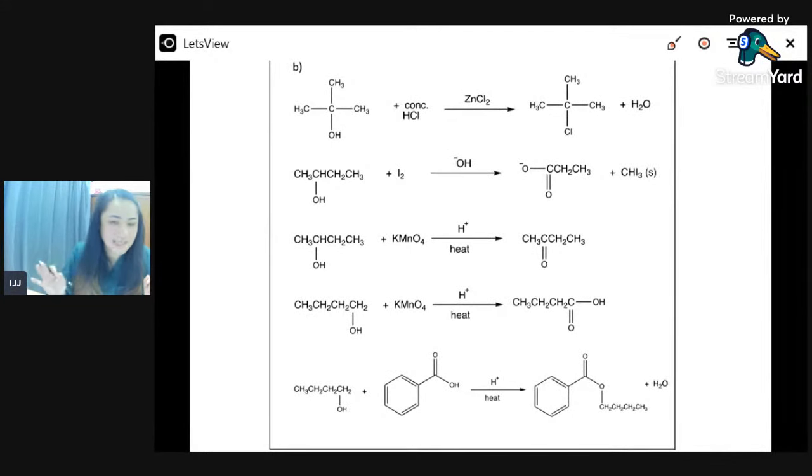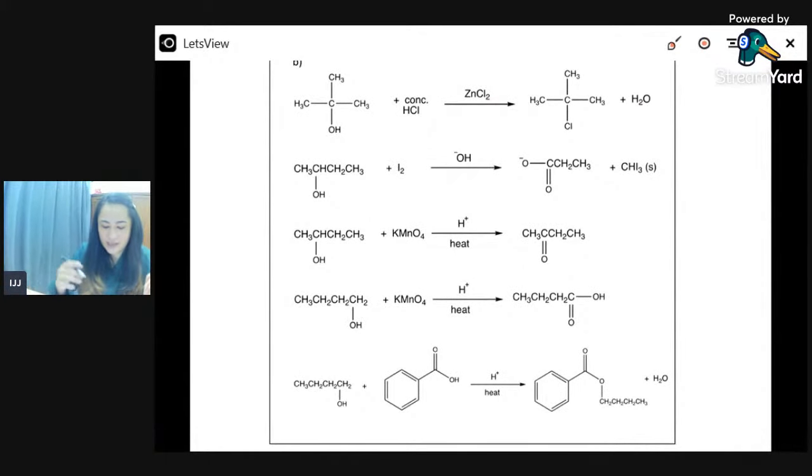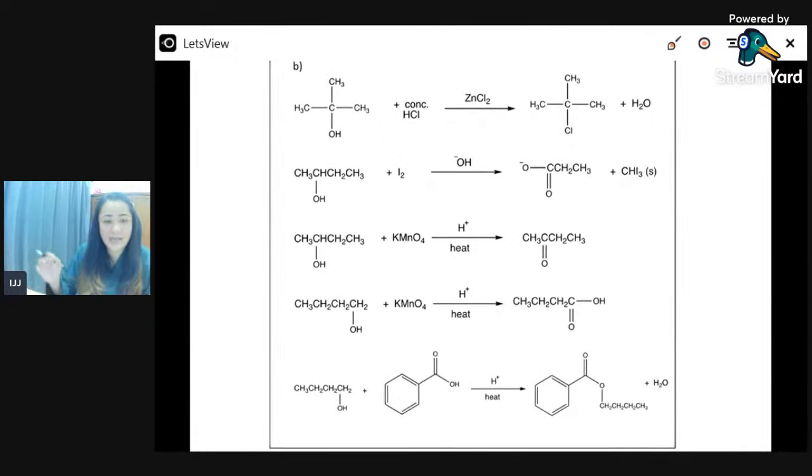So since the question said you must draw all of the chemical equations mentioned, then you have to draw them one by one. And this one reacts instantly with Lucas reagent. So you do the chemical equation, and then it shows that the alcohol is positive towards the iodoform test. So you need to draw the equation also. And then the other alcohol will react with KMnO4, it can undergo oxidation, okay.